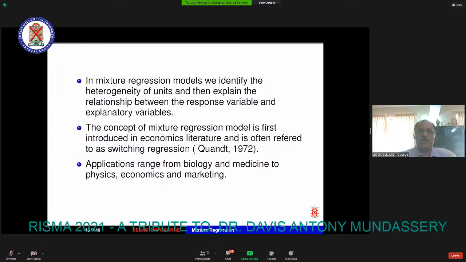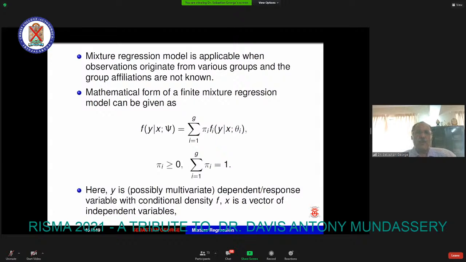And so this kind of problem essentially first arose in economics, as I told you, in 1972, but later on, its applications appeared in medicine, physics, economics, marketing, and increasingly in computer science and neural networks they are everywhere. Now, the mixture regression model is applicable when observations originate from various groups and the group affiliations are not known. That is essentially what we were talking about earlier.